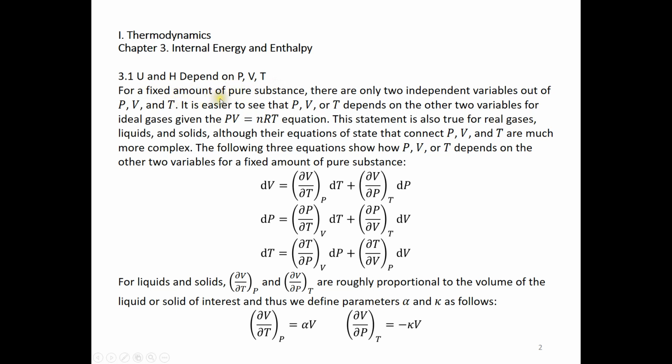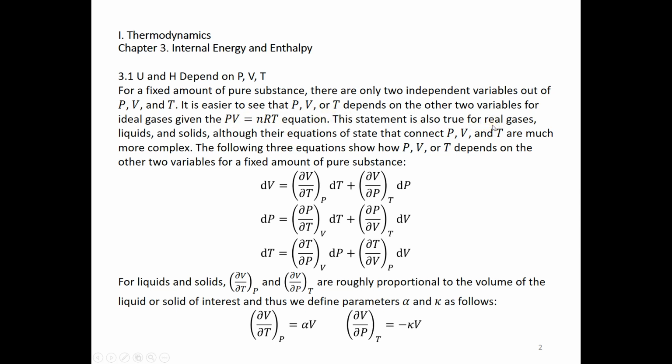For a fixed amount of pure substance, out of pressure, volume, and temperature, there are only two independent variables. For an ideal gas, because PV equals RT, we can easily determine temperature given P and V, or determine P given V and T, or determine V given P and T.